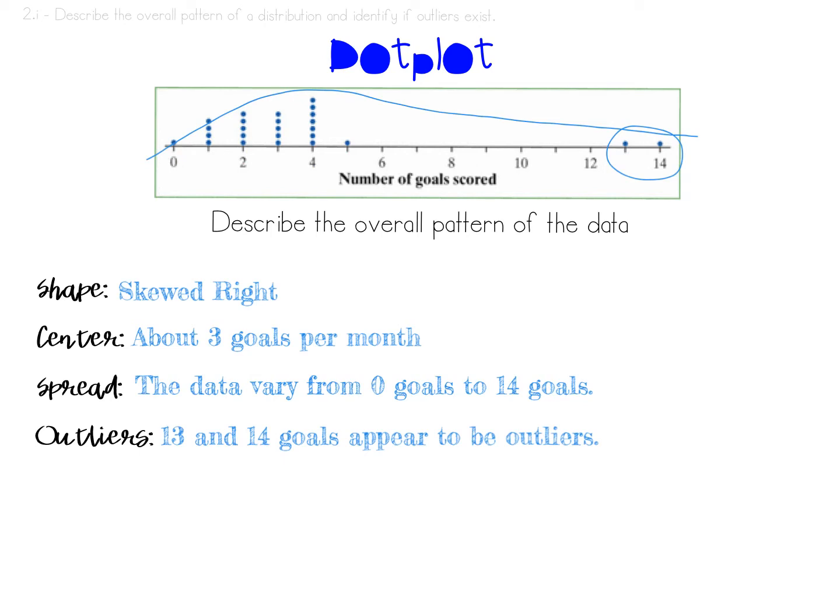And there appears to be 2 outliers at 13 and 14 goals, because if the center is about 3, 13 and 14 are really far away from that center, so that would indicate that they would be outliers.